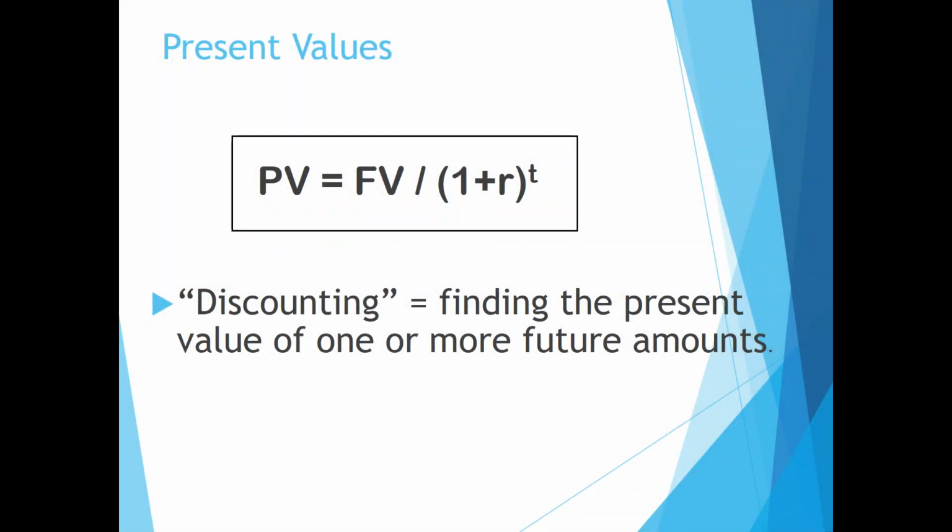The present value formula is just the future value formula rearranged. So it is present value equals future value divided by 1 plus the interest rate raised to the time period. This is discounting. So with future value, we're multiplying, we're compounding. Future value is always going to be a larger number than present value because we're dividing, we're discounting. So future value is always a larger number than present value.